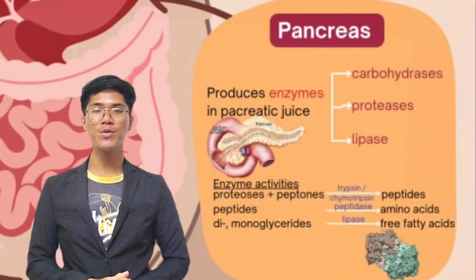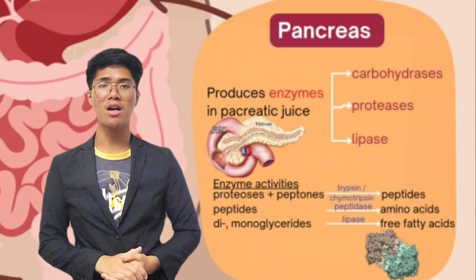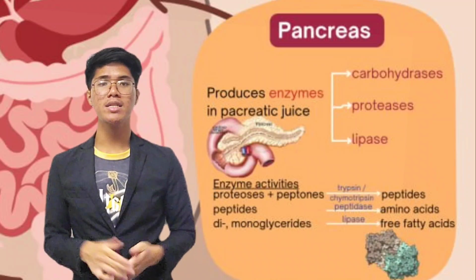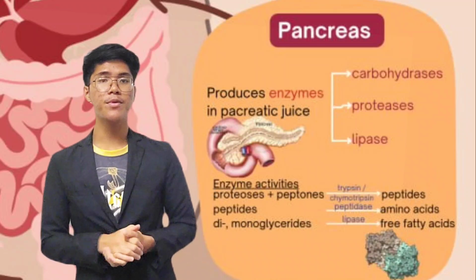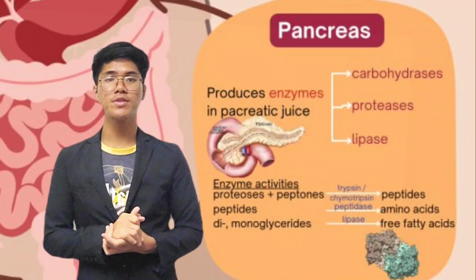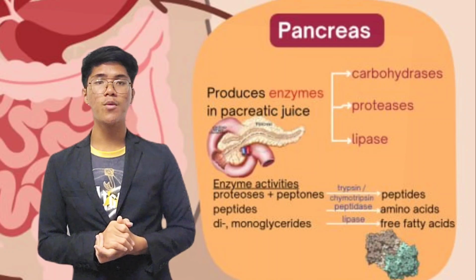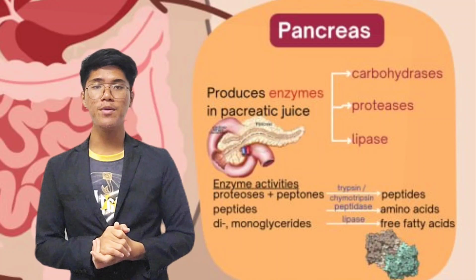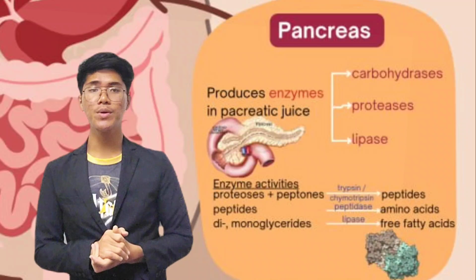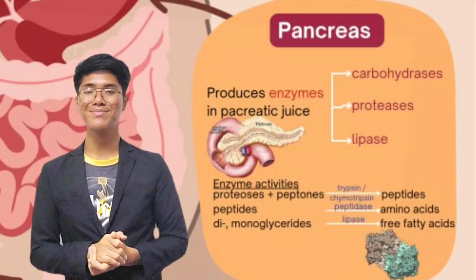Then we're going to move on to the pancreas. This organ will produce enzymes in pancreatic juice, which are carbohydrases, proteases, and also lipase. What will happen in this organ? There will be proteases and also peptones that react with trypsin and also chymotrypsin to produce peptides. Besides that, peptides will react with peptidase and also produce amino acids. Lastly, diglycerides and also monoglycerides will produce free fatty acid through the reaction of lipase.